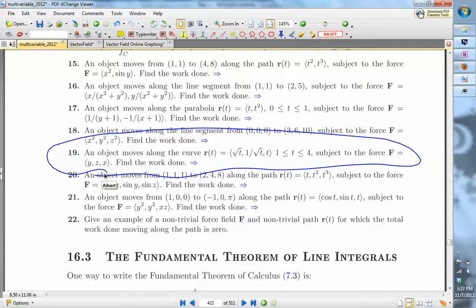There are problems where it's really interesting to think about the geometry of the curve and the geometry of the force field. But at this point, what I'm interested in is getting you through the calculations. And we'll talk about the geometry next time. Okay, so we've got this curve. Trying to memorize it here.